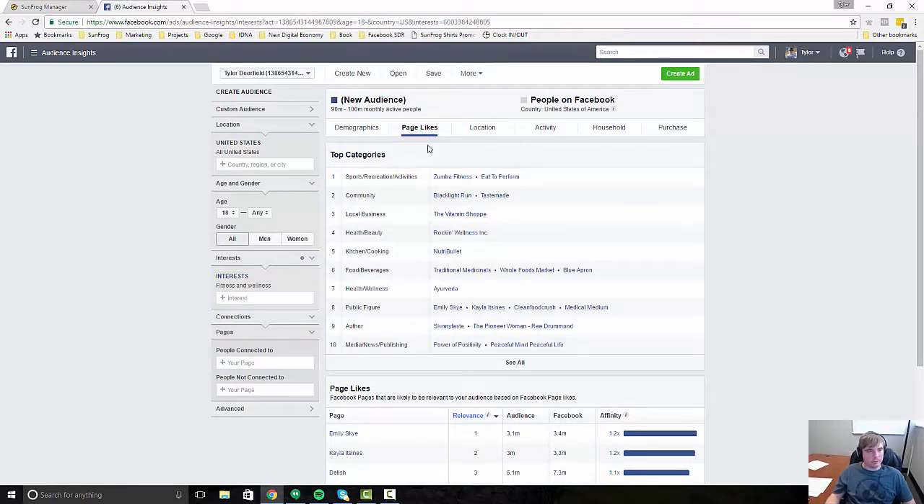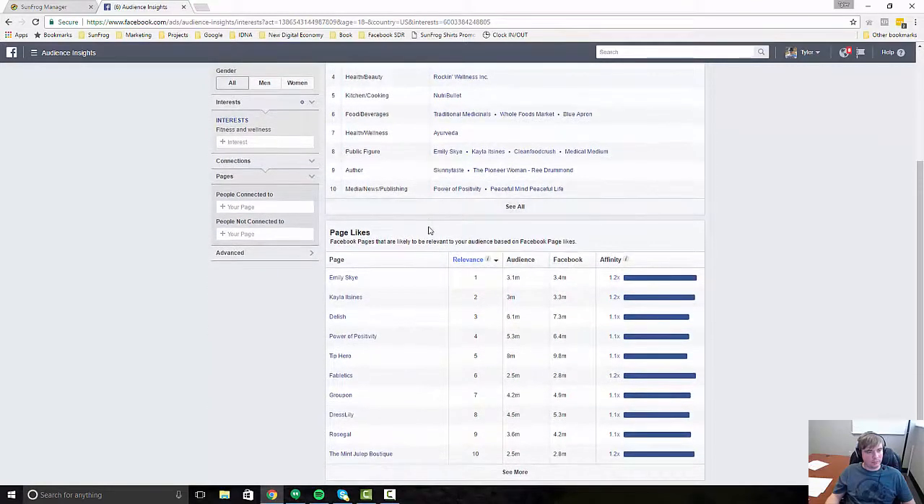So we can see that some of this stuff is pretty relevant. You've got Nutra Bullet, you've got Zumba Fitness, you've got vitamins. But then if we look down here and we start to look through the actual page likes, you'll see Groupon and Dress Lily and Rose Gal. And these things aren't ideal. These aren't directly linked to people who are passionate and adamant about fitness and fitness lifestyle.